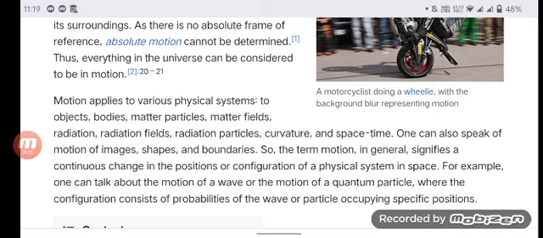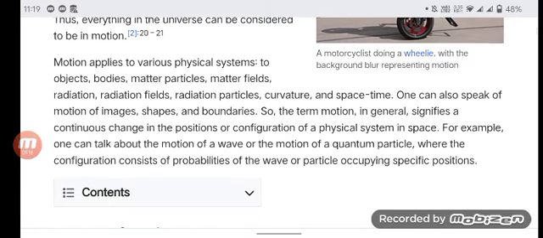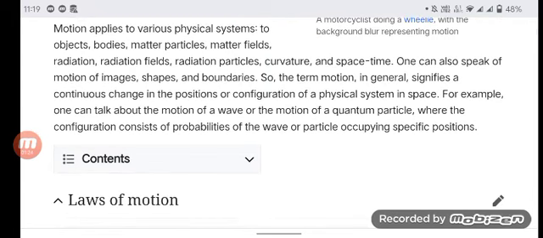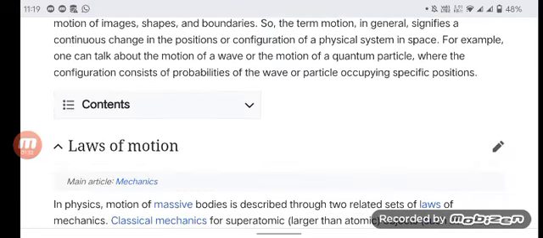So the term motion in general signifies a continuous change in the position or configuration of a physical system in space. For example, one can talk about the motion of a wave or the motion of a quantum particle, where the configuration consists of probabilities of the wave or particle occupying specific positions.